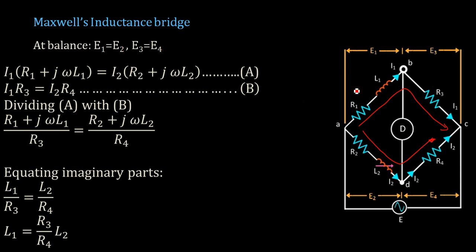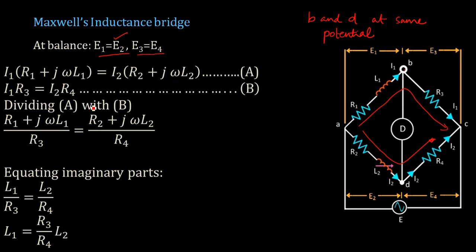Now at balance we can see that this E1 will be equal to E2 because you have B and D at the same potential. So once B and D are at the same potential, what you can say is that your voltage E1 will be equal to E2. Similarly, your voltage E3 will be equal to E4. So we are making use of these two simple conditions to find out the unknown values.